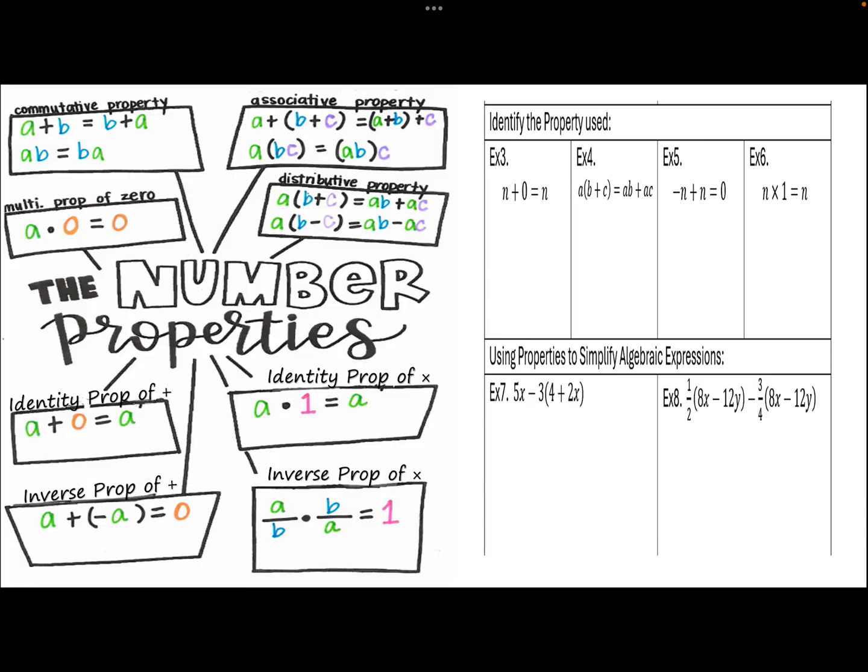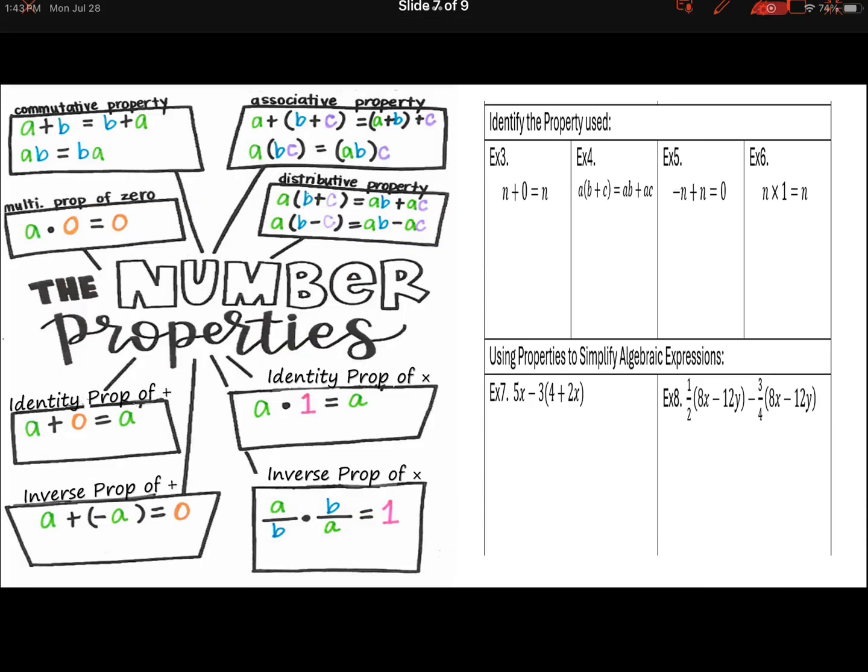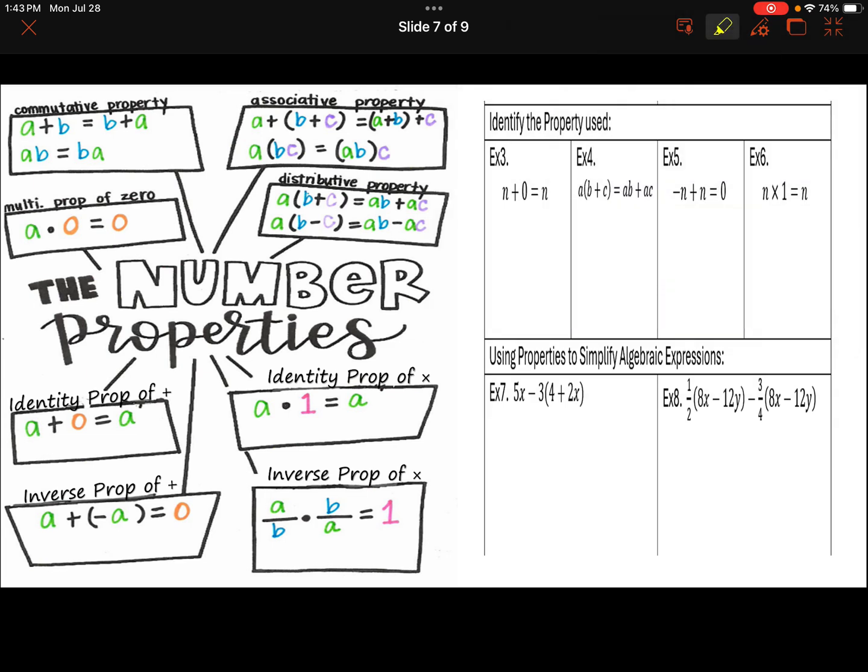All right, next up, we've got our properties. So some of these properties we'll highlight should be review. So the commutative property just says we can change the order on addition and multiplication and you still get the same answer. The associative property just says we can change how they're grouped, not changing the order, just changing where the grouping is on addition and multiplication, and we'll get the same answer.